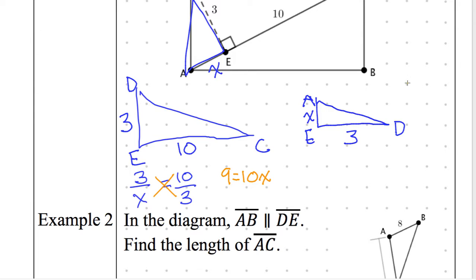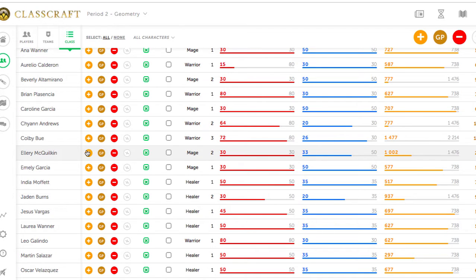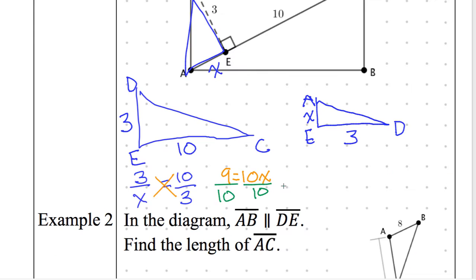Ellery? You divide both sides by 9 so that x equals 1.1. Divide both sides by 9. Careful. Wait. Double check. Yeah, there you go. Divide both sides by 10. There you go. Ellery got her XP. So x is equal to 9/10, which is the same thing as a decimal.